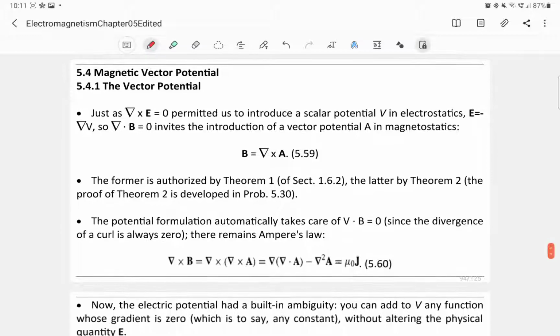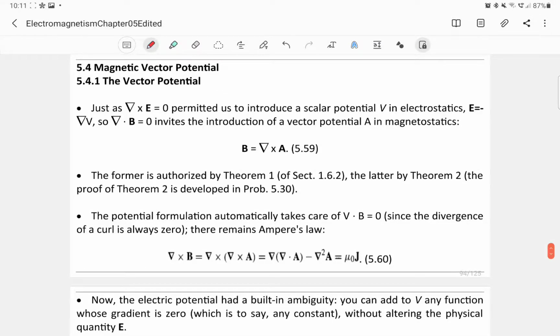So for today's lecture, we will be dealing with magnetic vector potential. And what is magnetic vector potential?